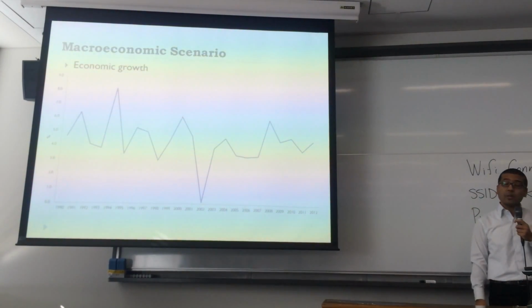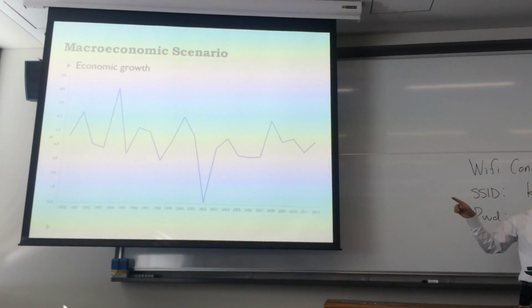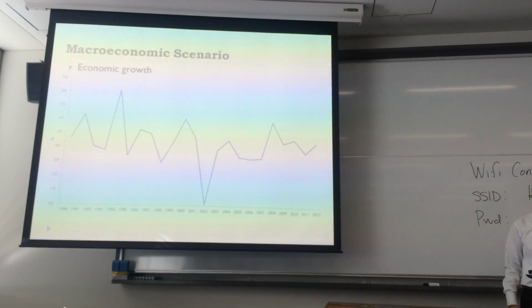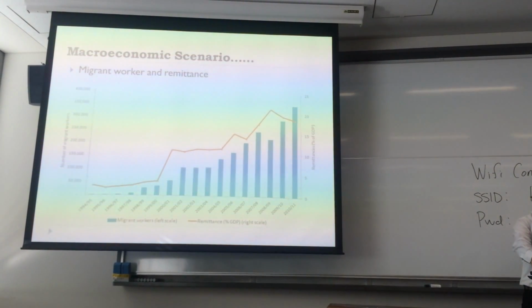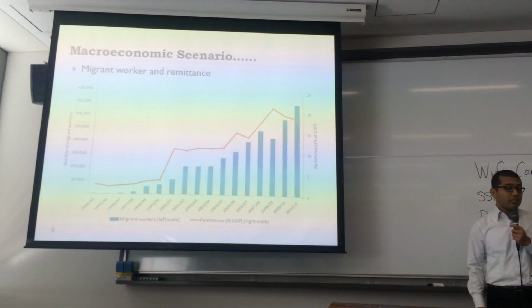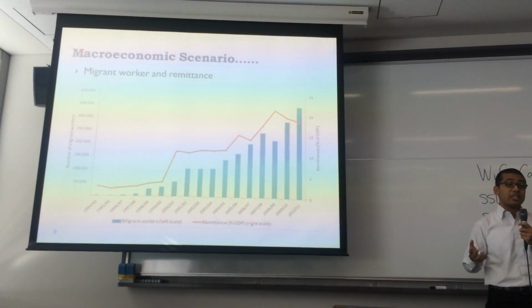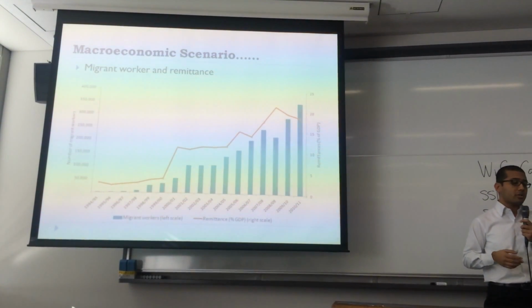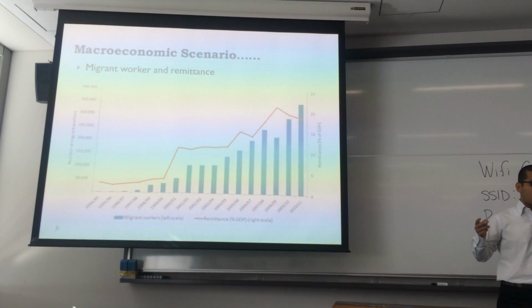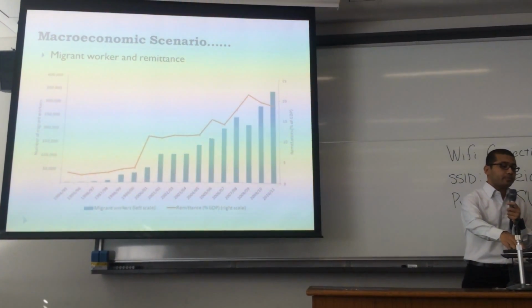This is the economic growth. In the last 2 decades, the economic growth has been revolving around 4% or 5%, and this is not so promising. And here, many people are going abroad for foreign employment. They are seeking jobs internationally, and they are sending their money back to the country. So we have a very upward trend of remittance and foreign employment.